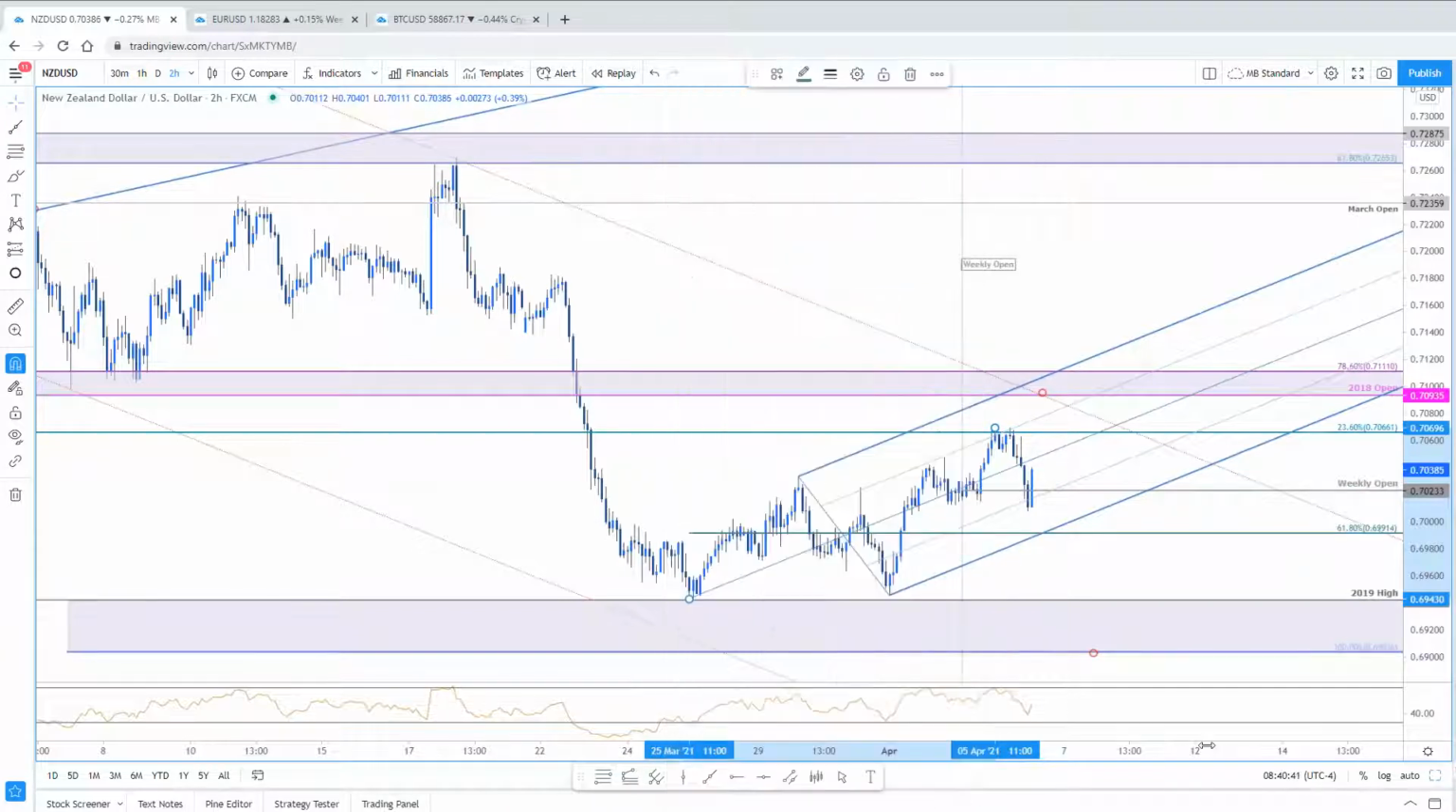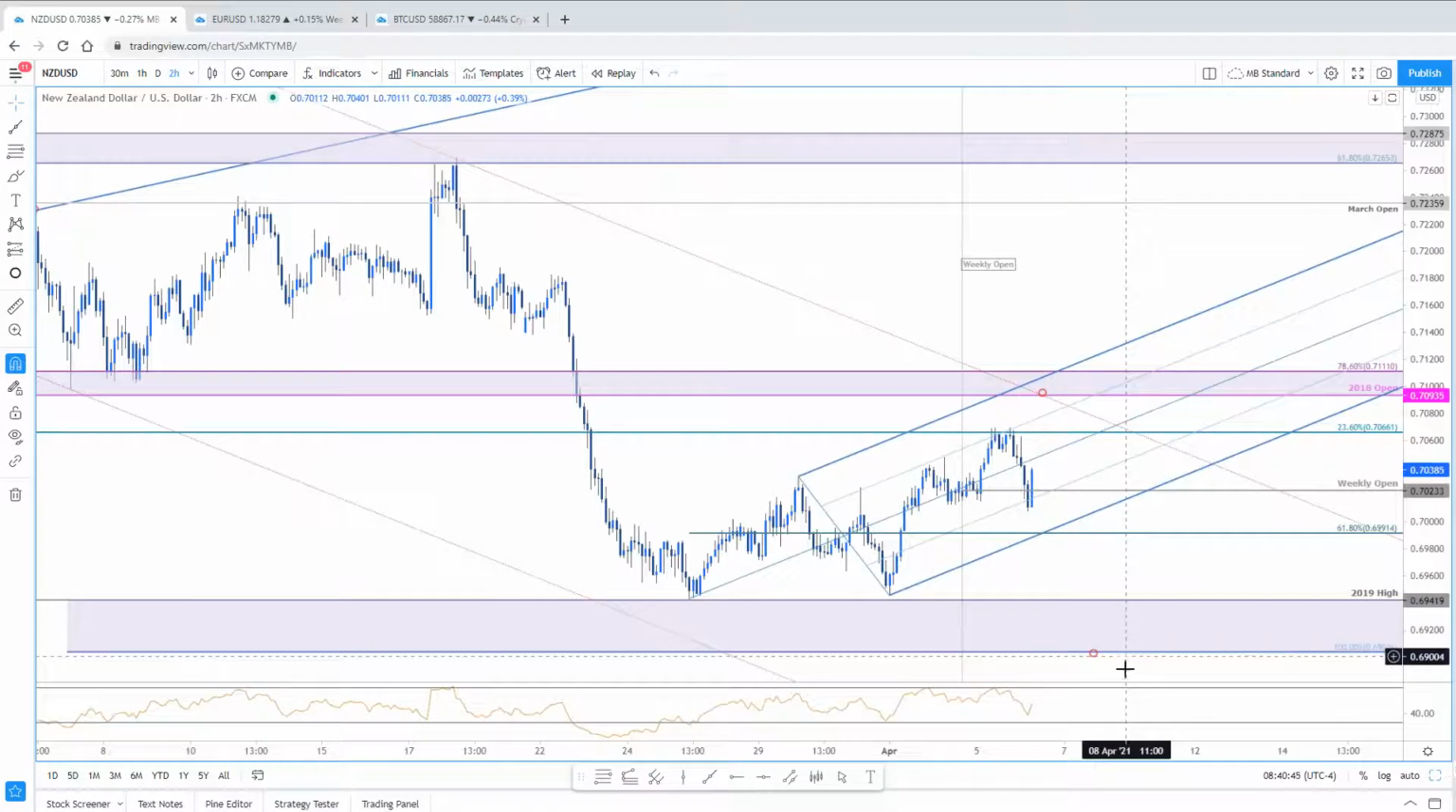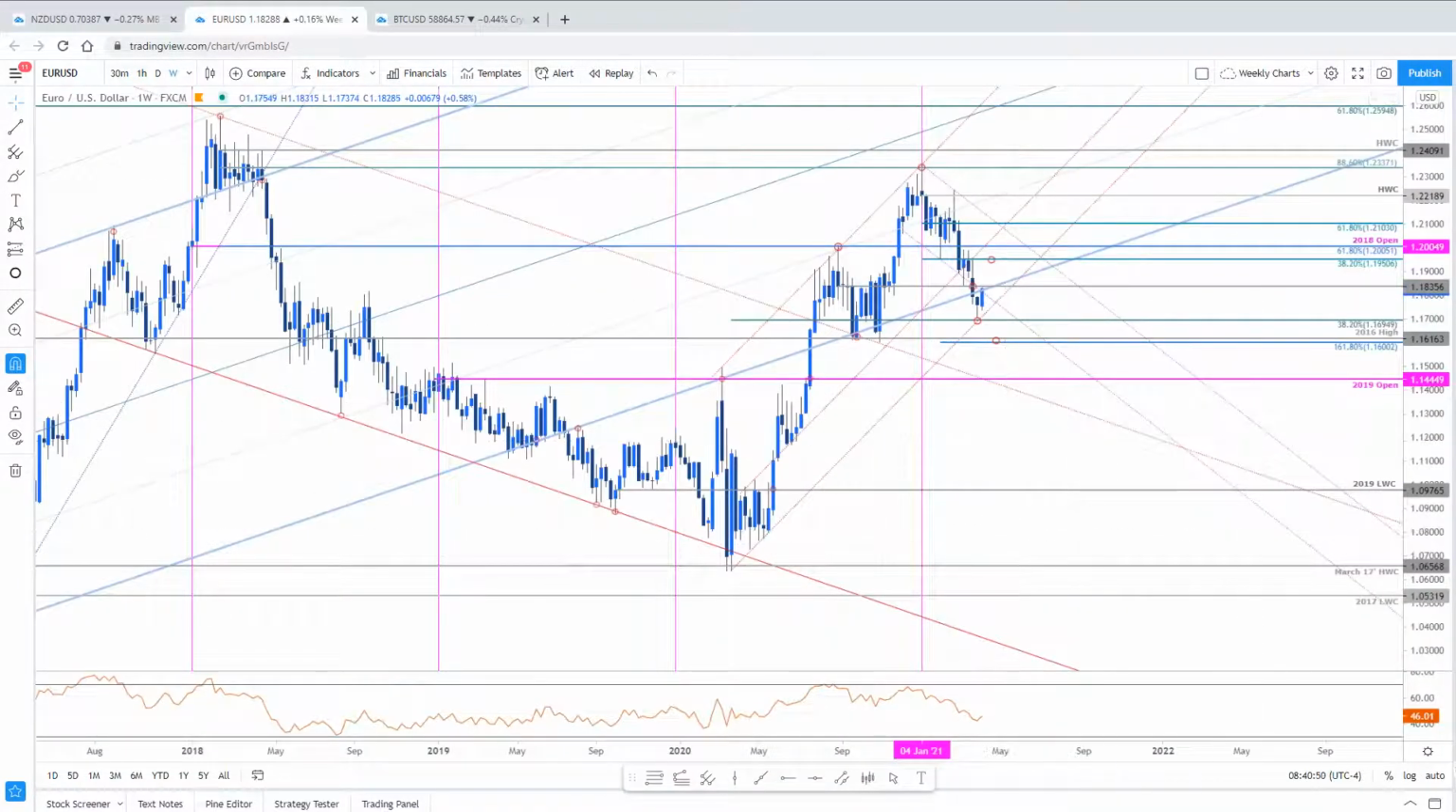The 618 retracement at 69.90. And that's what we would need to break to validate the resumptive move. So remember where Kiwi's coming from. Again, I'm going backwards today, guys. Sorry about this. Weekly chart on Kiwi looks like this, right?